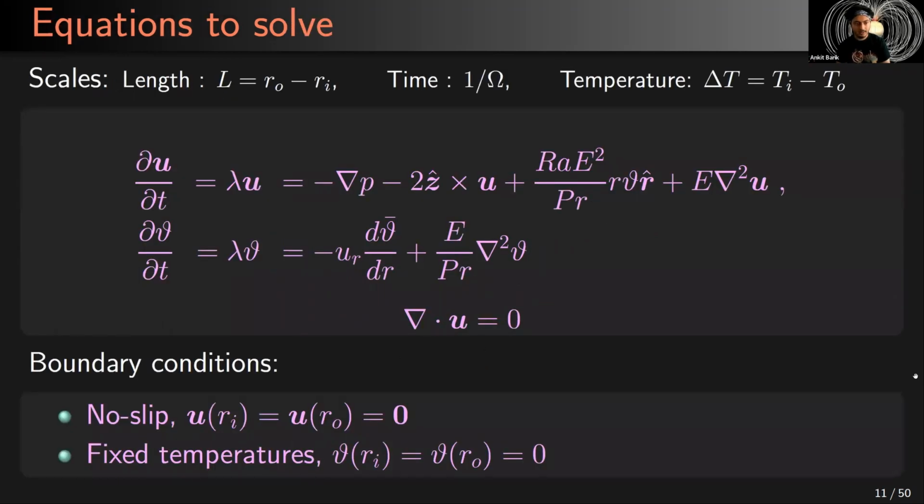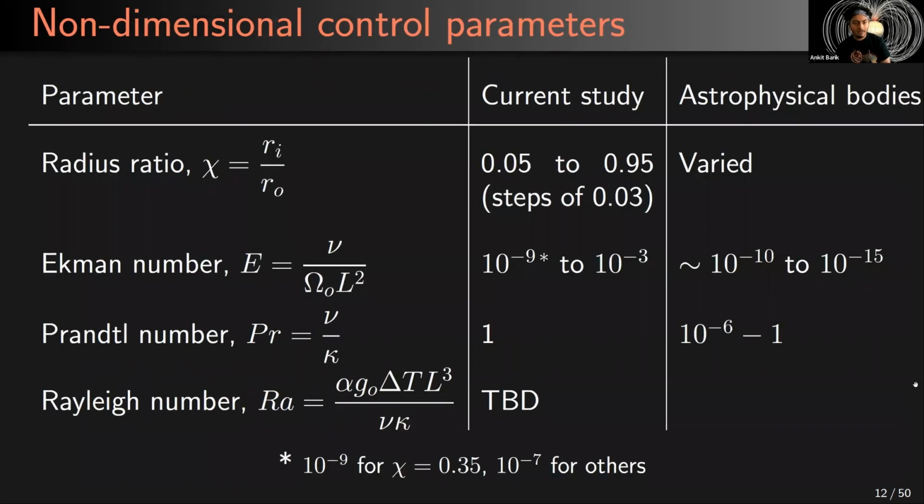Now, once you write that out, using these scalings, so we use the gap width as length scale, the inverse of rotation rate as the unit of time, and the temperature contrast as the temperature scale. And then you end up with these sets of familiar equations, the Navier-Stokes and the heat equation. And we use no slip and fixed temperature boundary conditions. So scaling equations this way brings out the important non-dimensional parameters that we would look at.